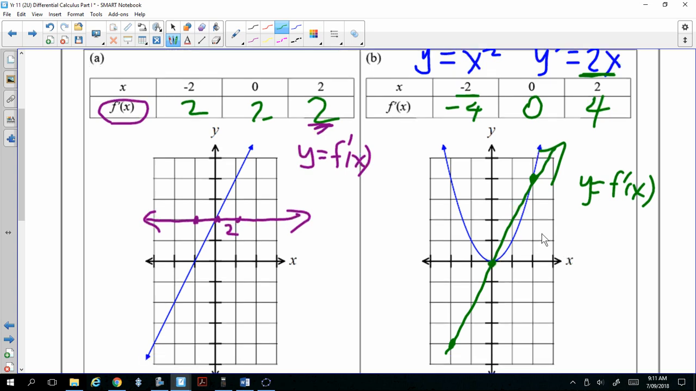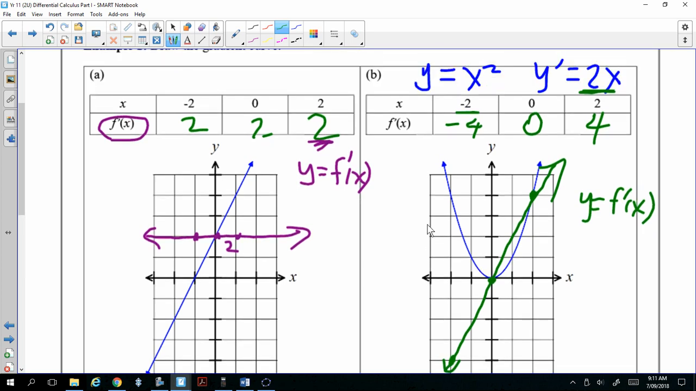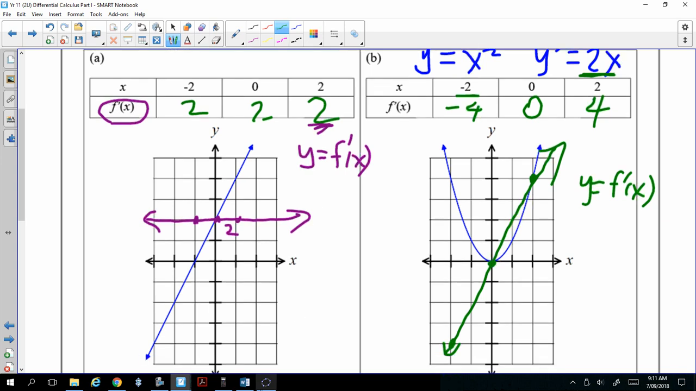Alright, good. So now you know how to draw the graph of the derivative for a parabola, for a straight line. Let's look at a more complicated curve. Let's look at part D first, then we'll look at part C. Okay, part C is a little bit complicated. Alright. Okay, so hopefully you're ready.